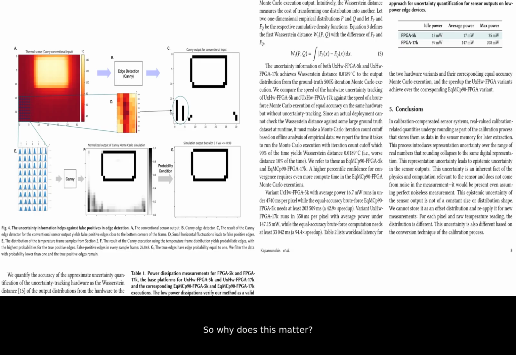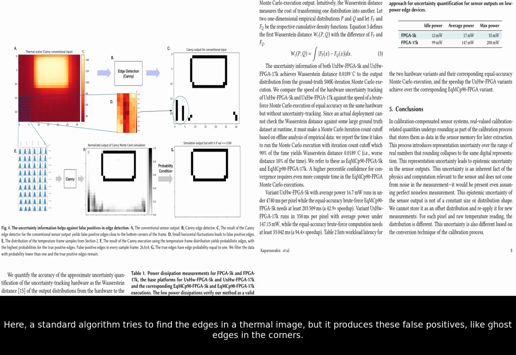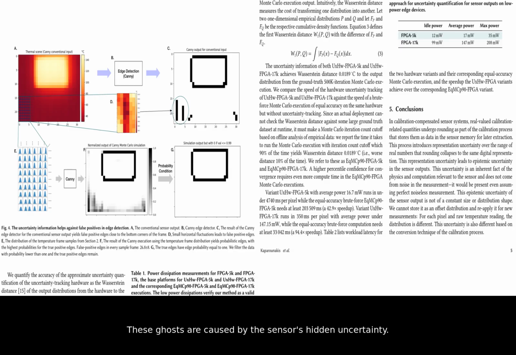So why does this matter? Let's look at an application like edge detection, which is crucial for things like object recognition. Here, a standard algorithm tries to find the edges in a thermal image, but it produces these false positives, like ghost edges in the corners. These ghosts are caused by the sensor's hidden uncertainty.